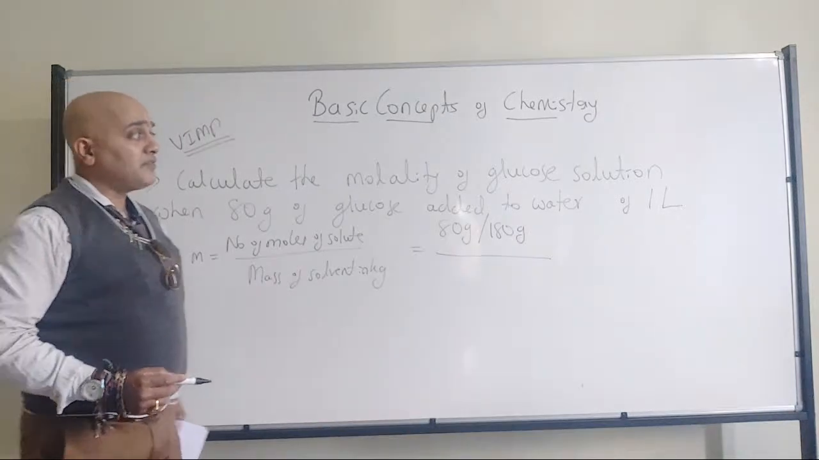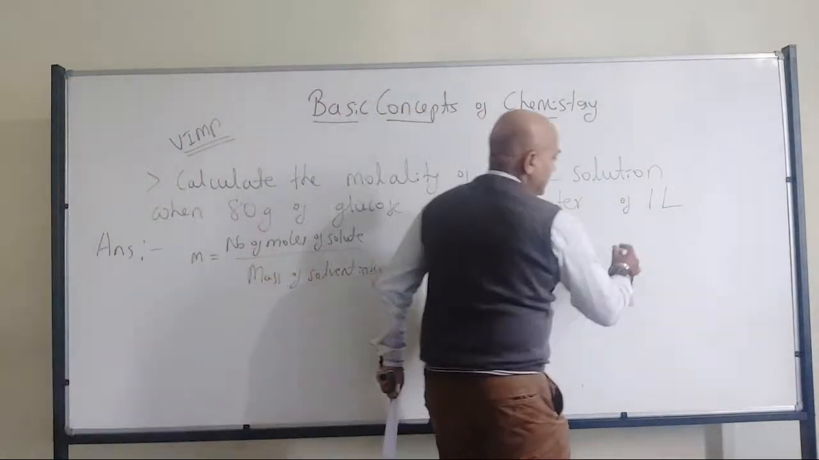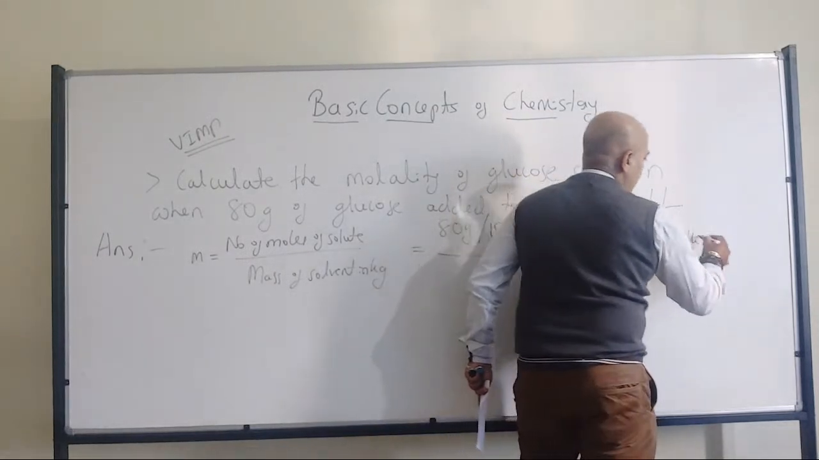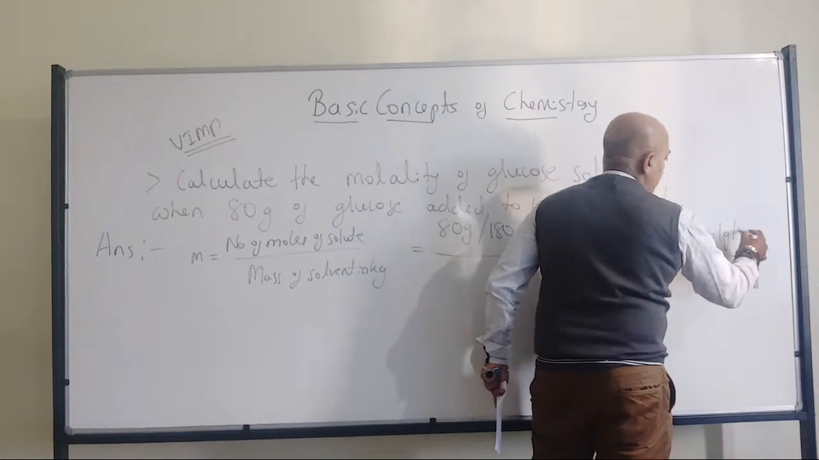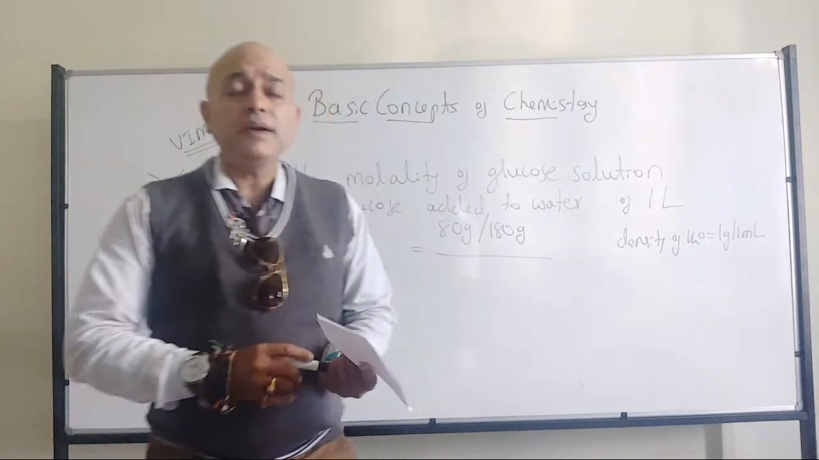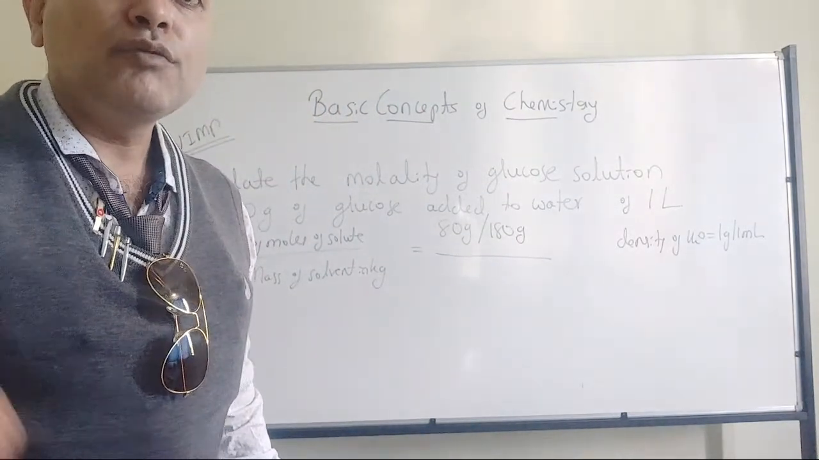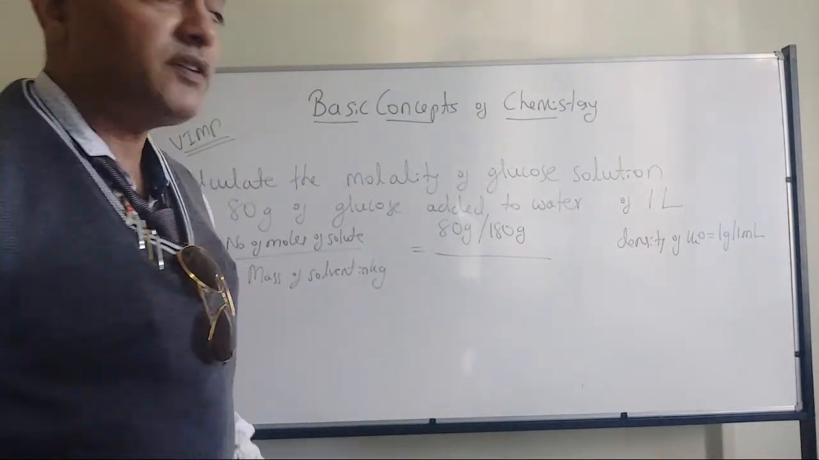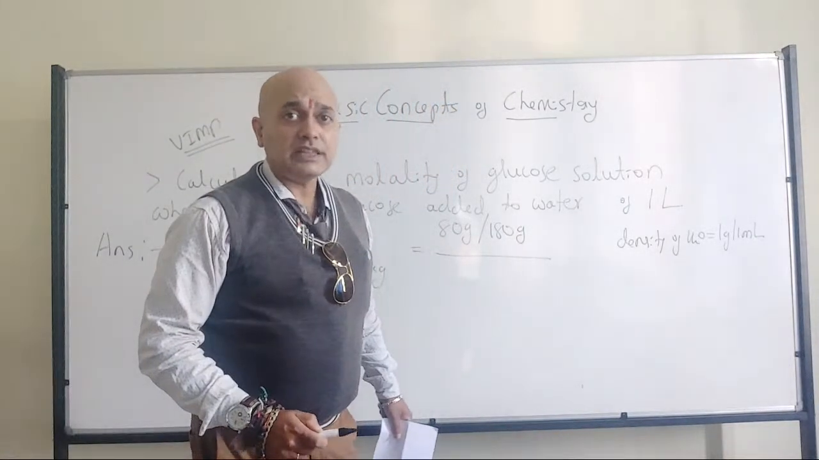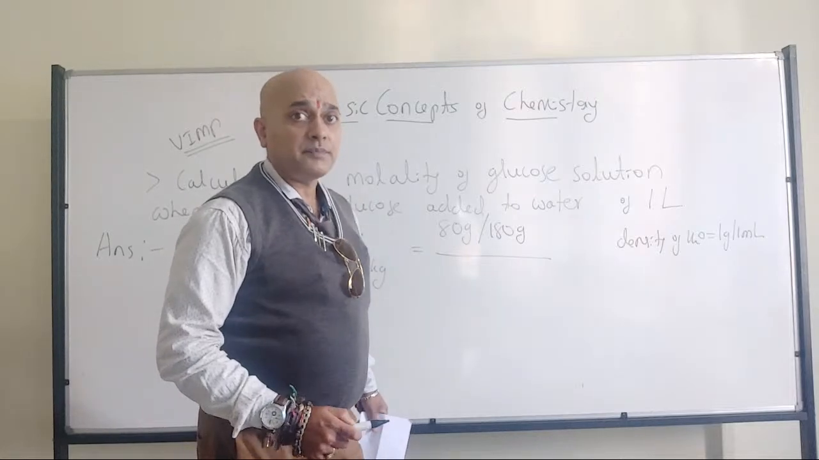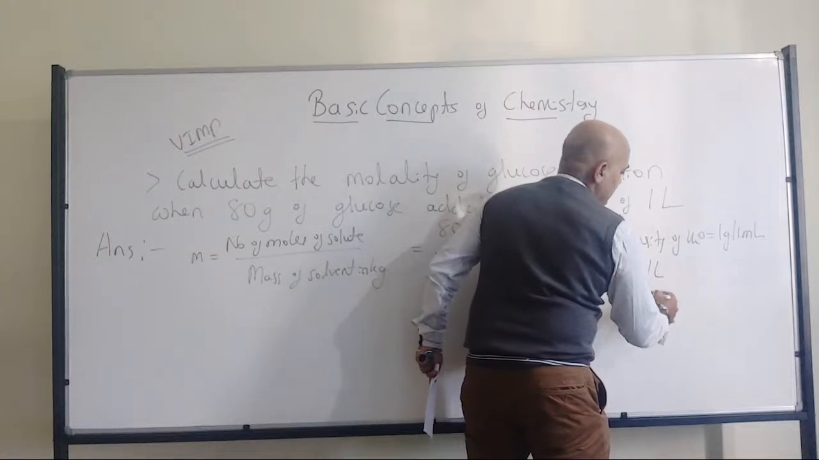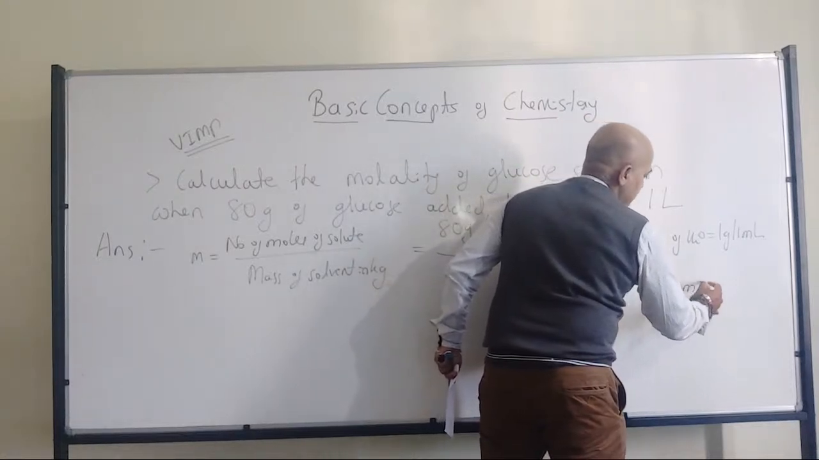Now mass of solvent in kg. So density of water, we should use the information. Density of water is 1 gram per 1 ml. That means 1 liter means, yes, all of you are right. So 1 liter means 1000 ml. 1000 ml means 1000 gram. That means 1 kg.